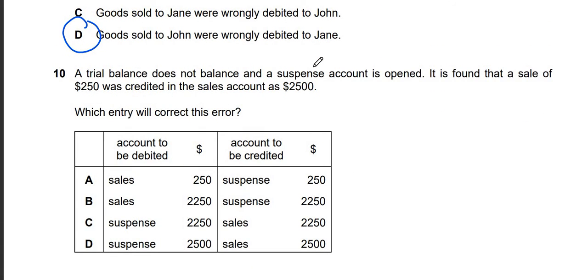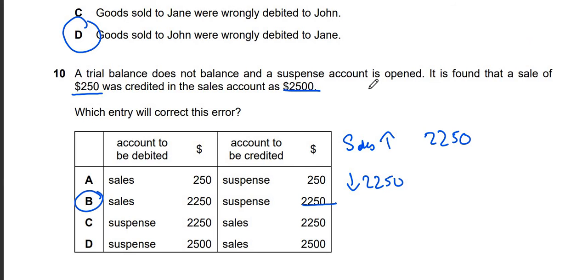Question number 10. Question 10 says the trial balance does not balance and a suspense account is opened. It is found that a sale of $250 was credited in the sales account as $2,500. So look, sales have been overestimated by 2250. Sales will be reduced by 2250. We need to reduce sales by 2250 now. Alright, so suspense will actually be credited by 2250 and sales will be debited. So the answer is going to be B.